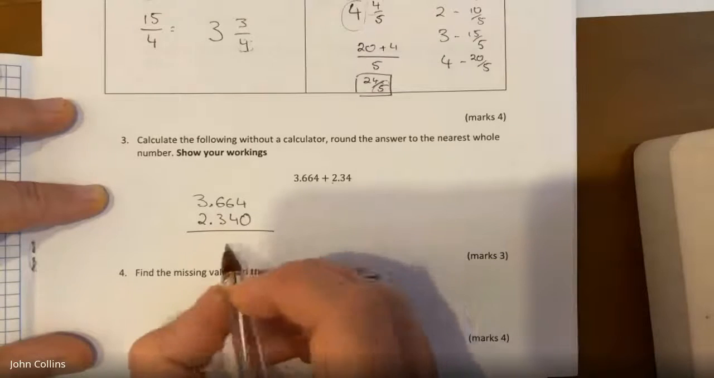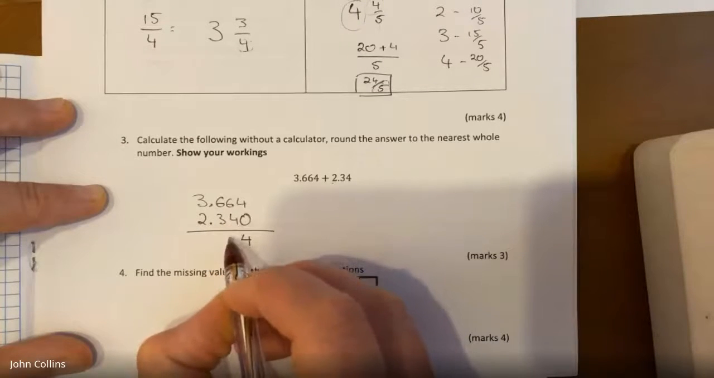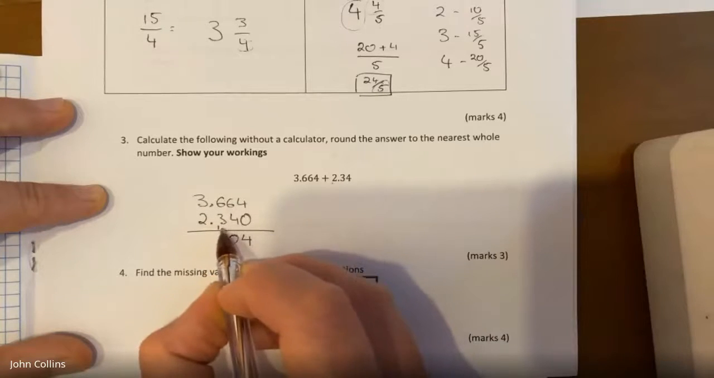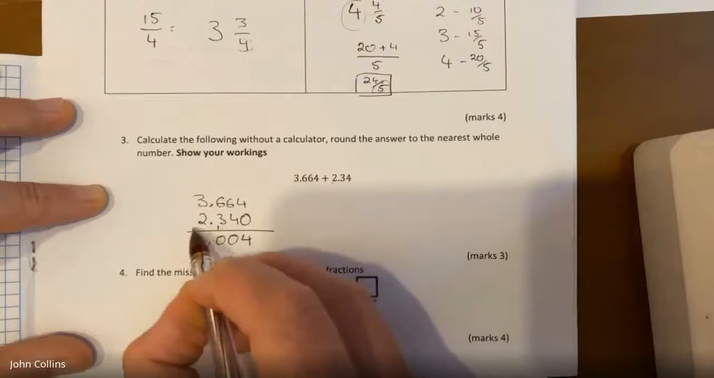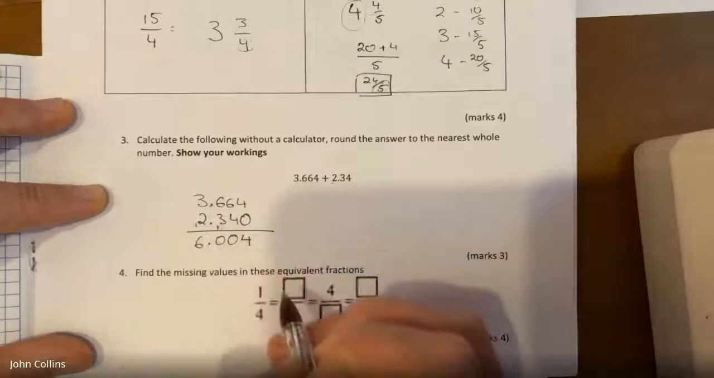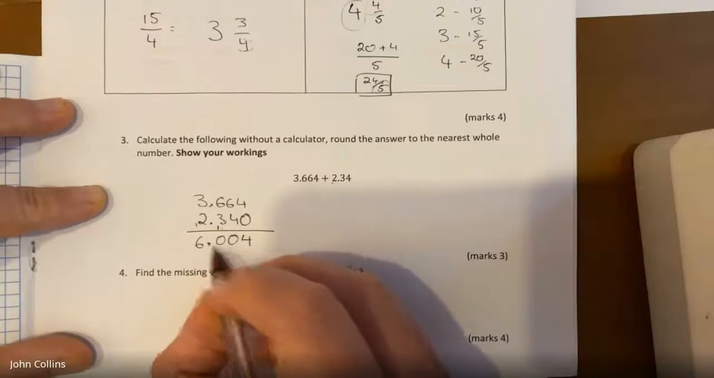4 plus 0 is 4. 6 plus 4 is 10, so 0 and carry the 1. 6 plus 3 is 9, plus 1 is 10 and carry the 1. And I got 6 here as well. 3 plus 2 plus the 1 carried is 6. So 6.004.